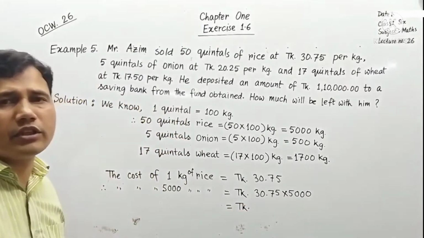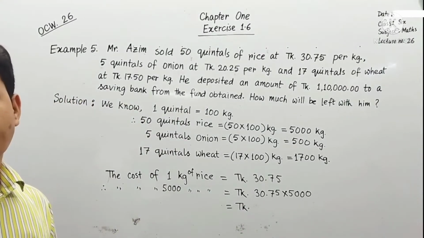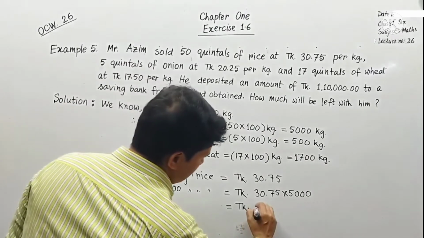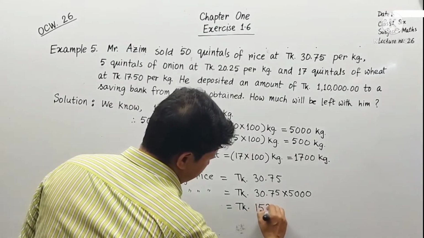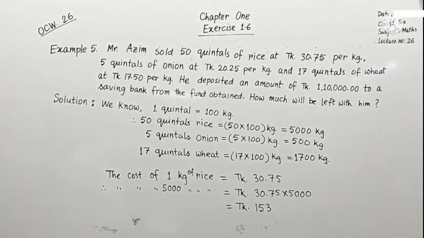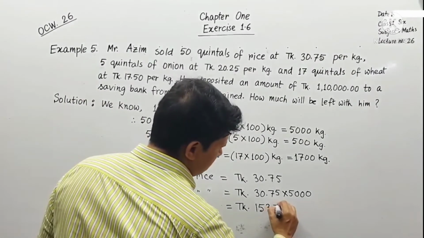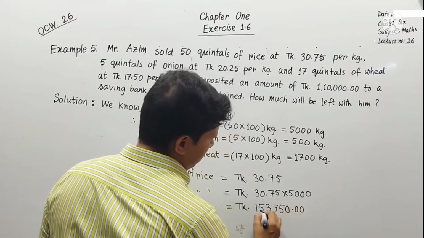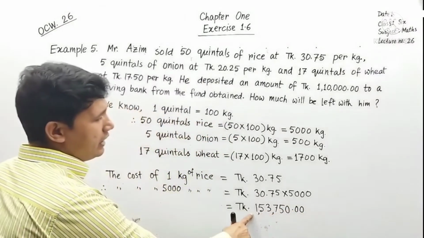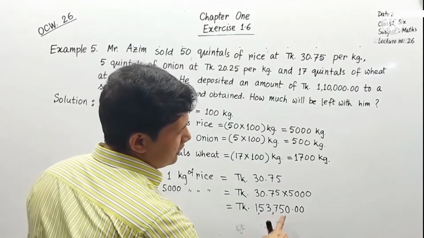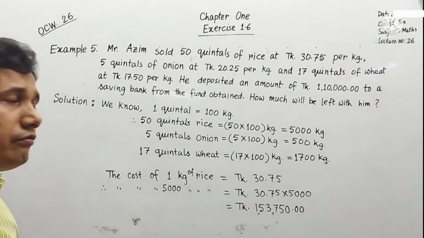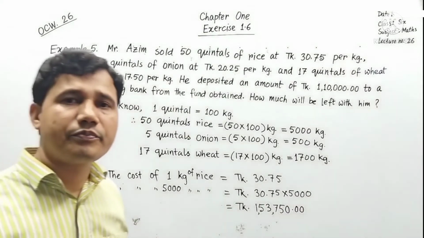Total how much? Can you tell me? Anyone? Yes, 1,53,750. Yes, right. This much amount. That means 1,53,750 taka is the cost of 5,000 kg of rice. Okay.